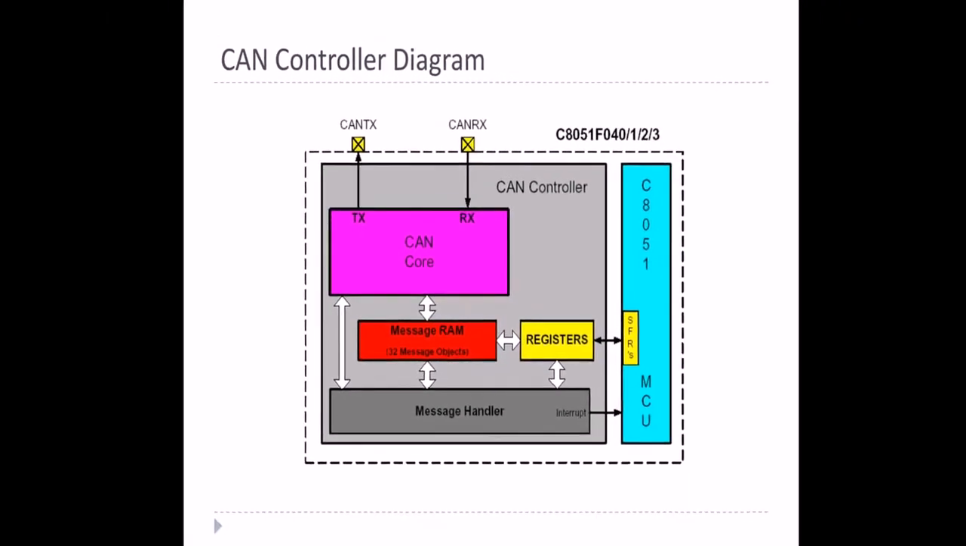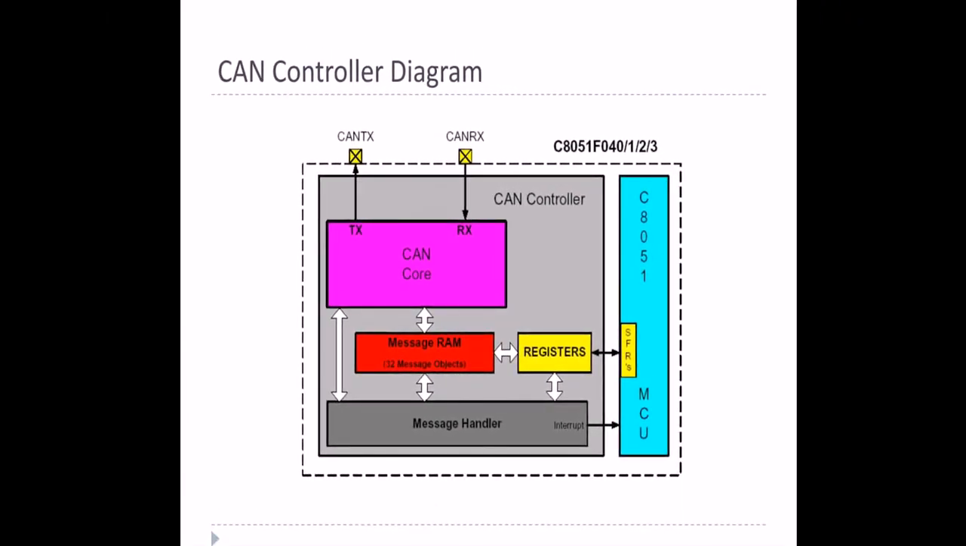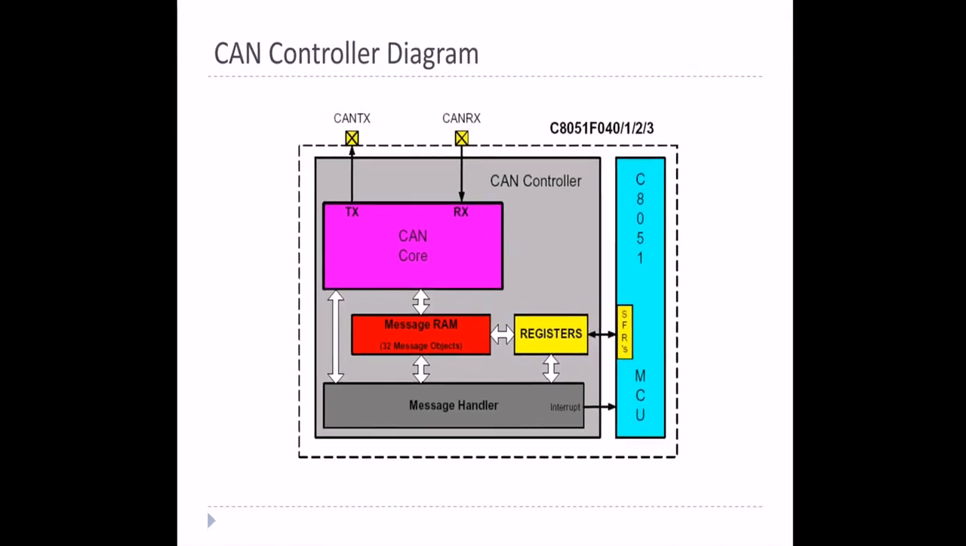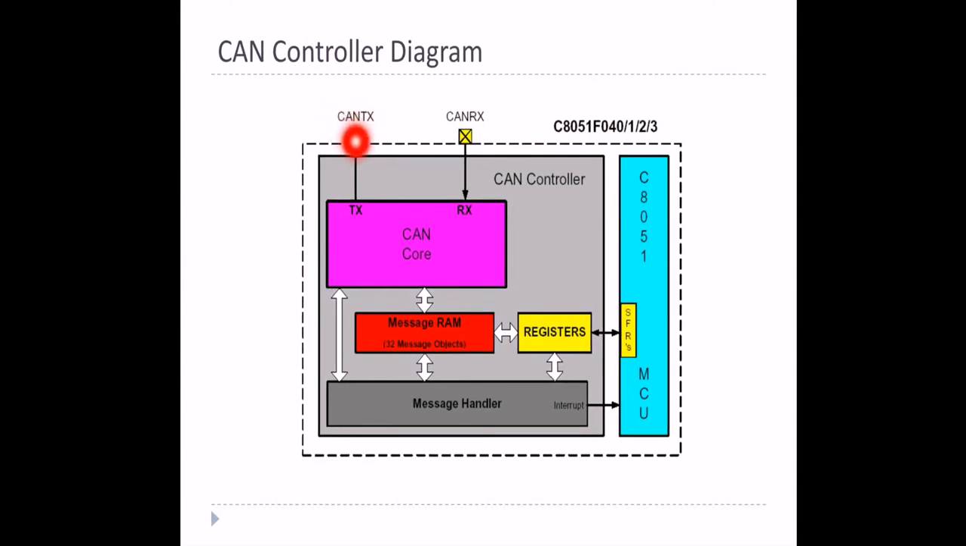So this is the basic CAN controller diagram. What does the CAN controller hardware consist of? Here we have the CAN TX, then CAN RX. This is the CAN core, the CAN controller. It's the core part. The messages that are transmitted will be transmitted from this pin, and what is received will be received from this pin. This will not process anything, it will just send the message to the message RAM, random access memory, which can accommodate 32 objects.